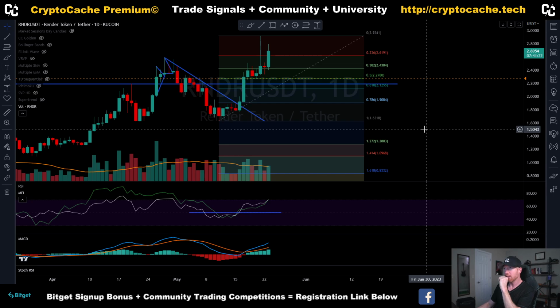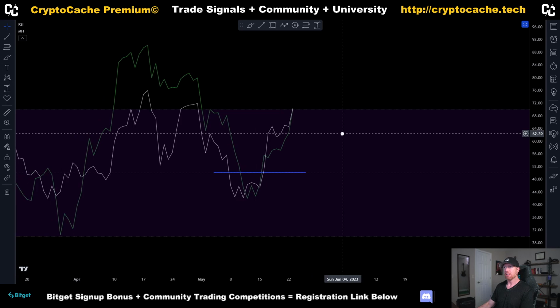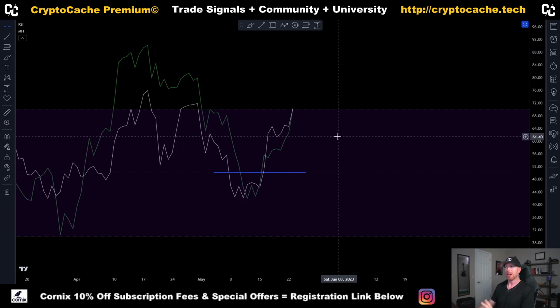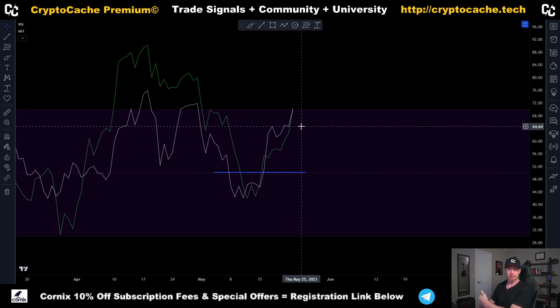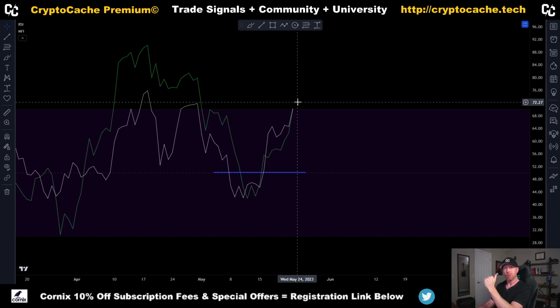All right, so here's the thing with Render. We are approaching 70 on the RSI. Now, typically one of two things will happen here. The price will come up to that level, reject and come back down, or the price breaks through that level and then uses it as a support.